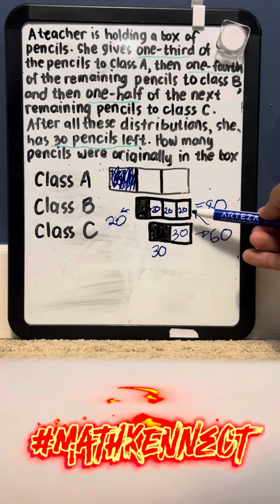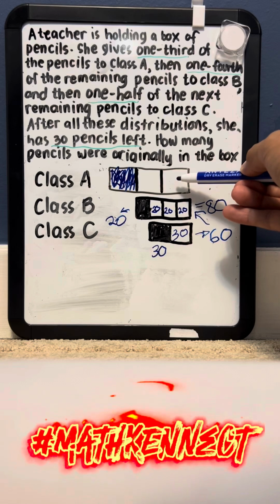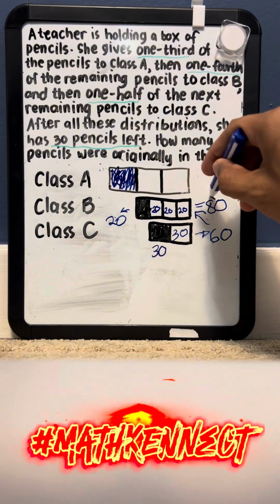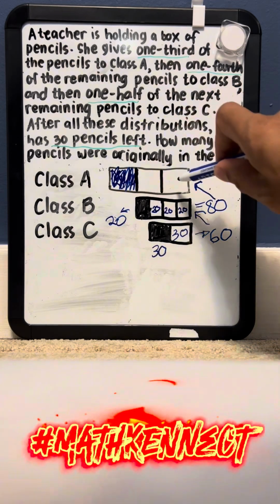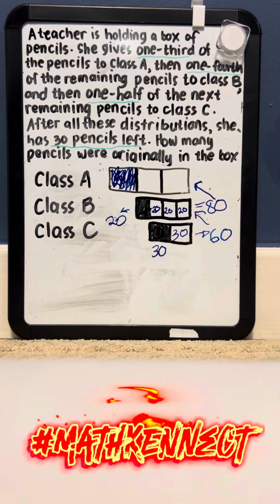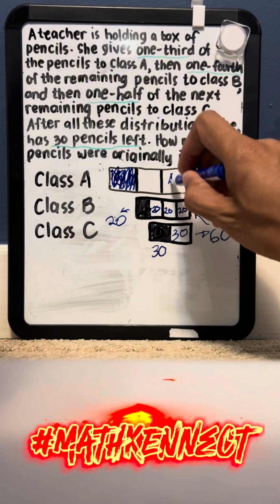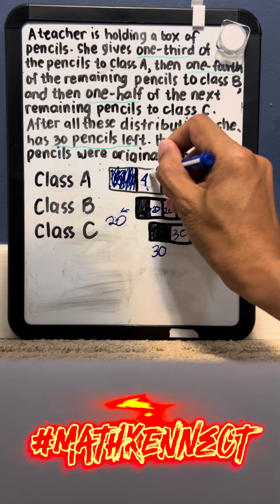Remember, this box right here represents the remaining number of pencils in class A. So this 80 right here represents the unshaded region of the box in class A. So if these two unshaded regions are worth 80 pencils, how many pencils does each of the boxes have? So that's right, 40. So there are 40 pencils here. So 40 pencils here.